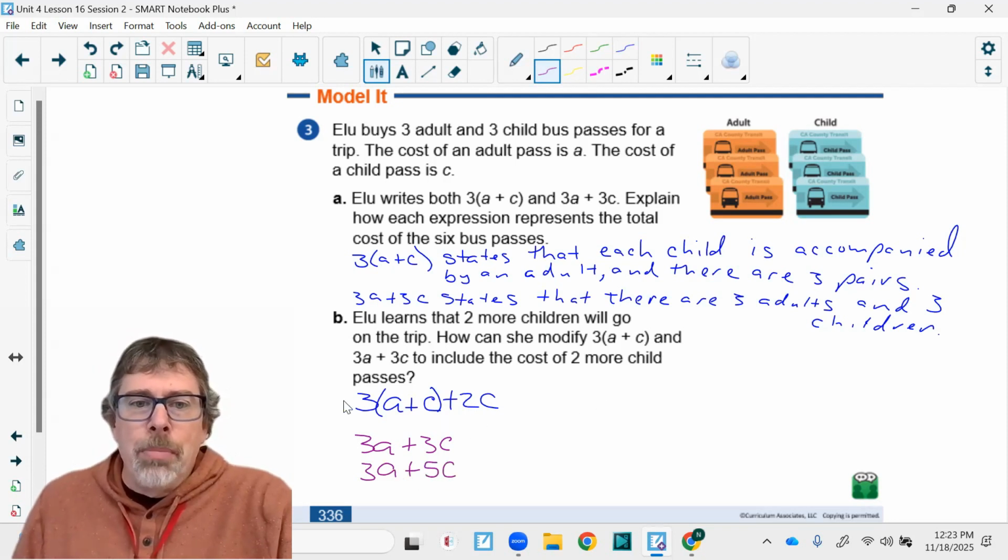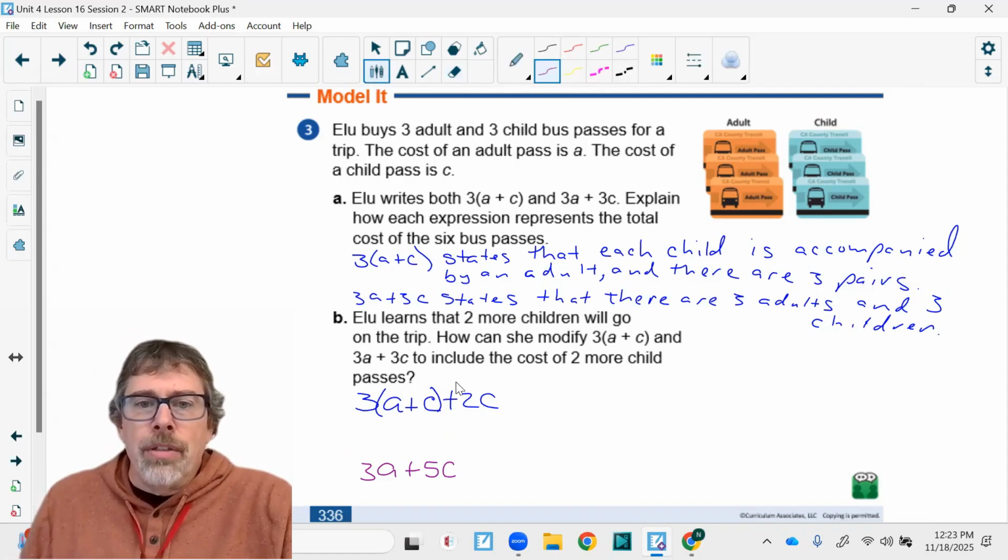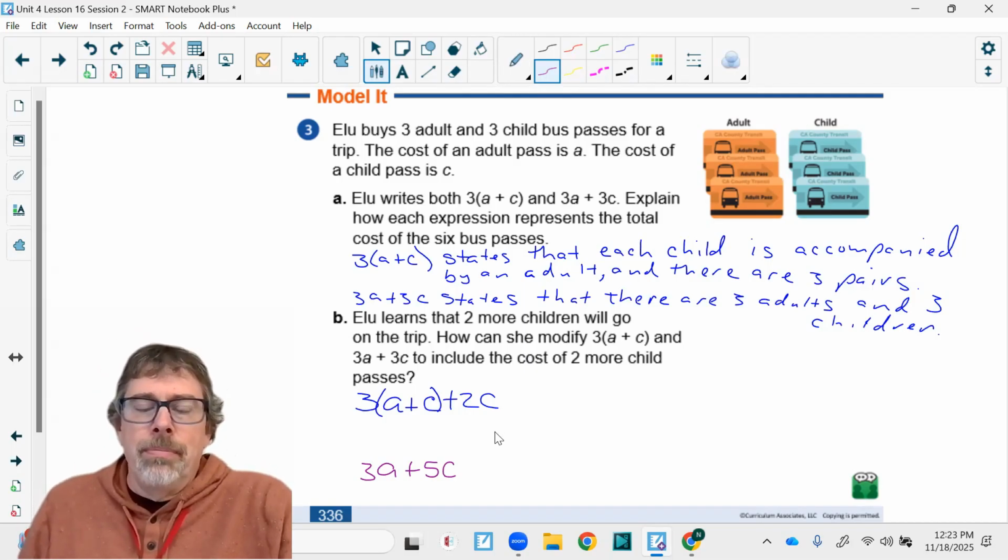Okay, so that's how you would modify these two. Let me erase the original, this one, 3A plus 3C. So these are the two modifications, adding two more children going on a trip, but not any more adults.